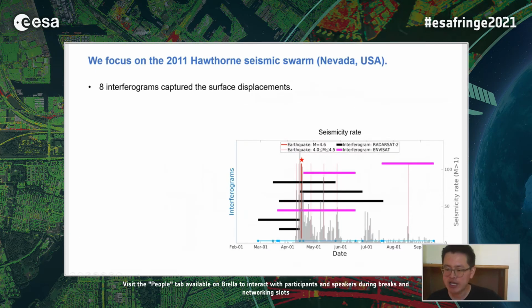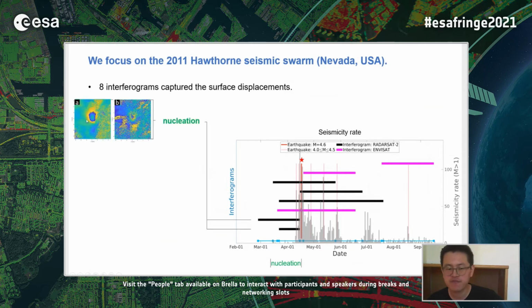We processed and generated 8 SAR interferograms to quantify the surface displacement. Using these 8 interferograms, we investigated the deformation mechanisms during the 3 phases. In the nucleation phase, 2 interferograms show clear surface displacement signals of around 4 centimeters in the line-of-sight direction.